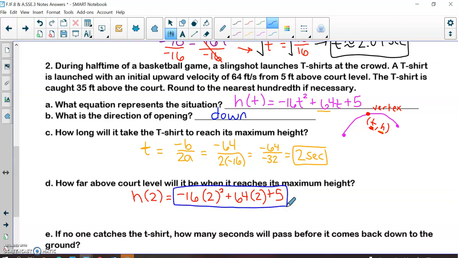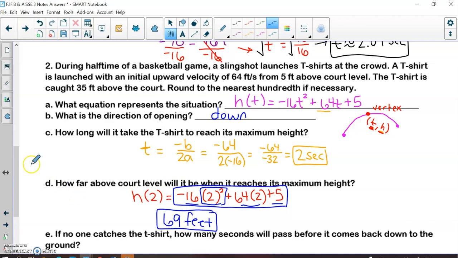So in my calculator, I have a 2 squared, which is a 4. A 4 times a negative 16, which is going to be a negative 64. And then I do plus 64 times 2, which gives me a 64. And then I do plus 5, which gives me a 69. So my maximum height is 69 feet, and that happens after 2 seconds.